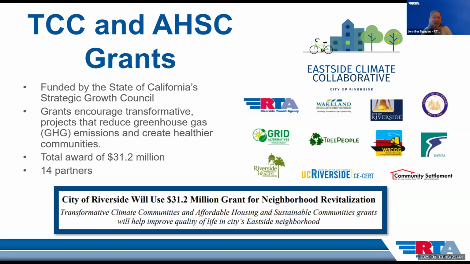Really getting to the meat of what everyone's here for, the Vine Street Mobility Hub. It's made possible thanks to a couple of the competitive grants that we were able to partner with and secure. We have the Transformative Climate Communities, or TCC, and the Affordable Housing and Sustainable Communities, or AHSC, grants. This was funded through the State of California Strategic Growth Council. These particular grants really encourage transformative projects that reduce greenhouse gas emissions and help create healthier communities. Overall, with all 14 partners involved, it was about a $31.2 million grant, and a part of RTA's component was funding to help construct our Vine Street Mobility Hub.